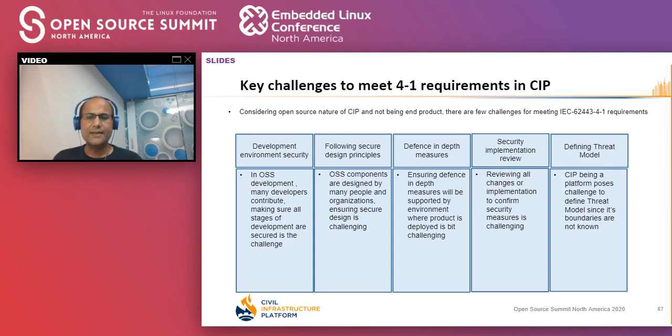Okay, so we'll see what the key challenges in 4-1 are. Considering the open source nature of CIP and it not being an end product, these are the challenges, like development environment security. As we know, in open source software, development happens across the globe and different people contribute, and guaranteeing the security of the development environment and access to the code is a bit challenging. Next one is following secure design principles. Again, being open source software, there are many participations and contributions where different people try to follow different guidelines and different design principles. So making sure how it is achieved in open source software is again a challenge.